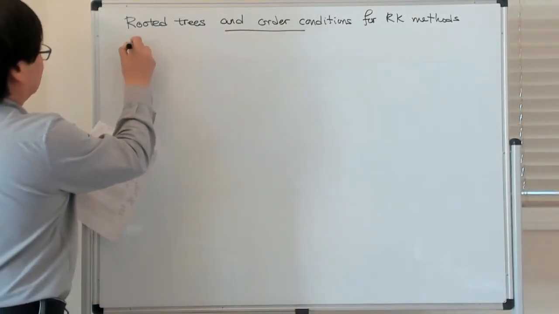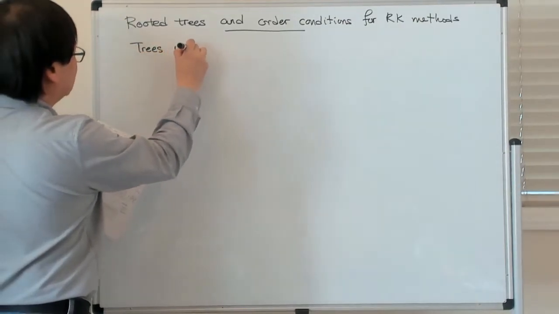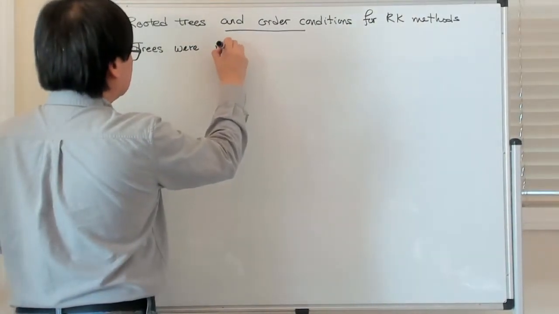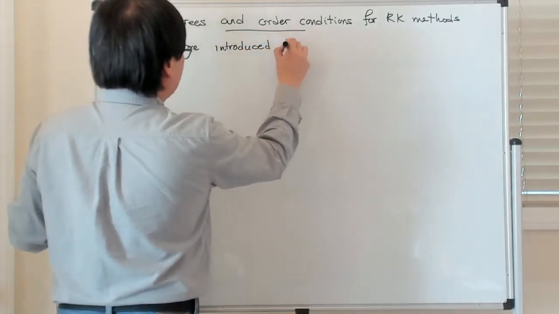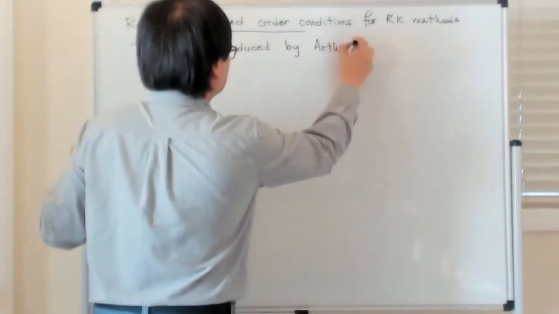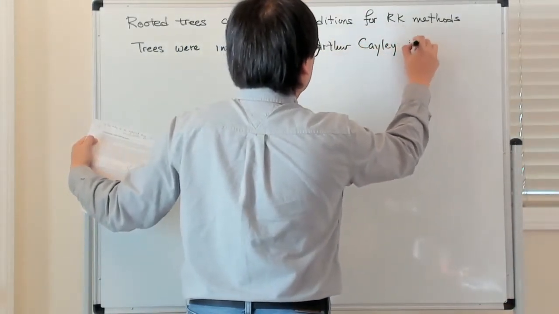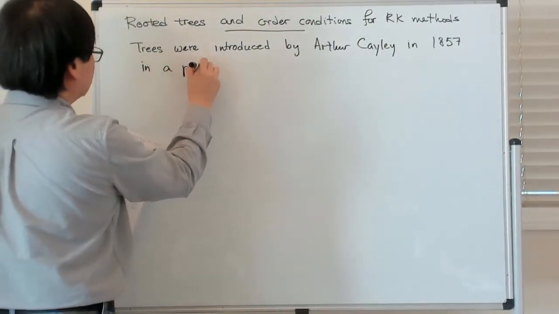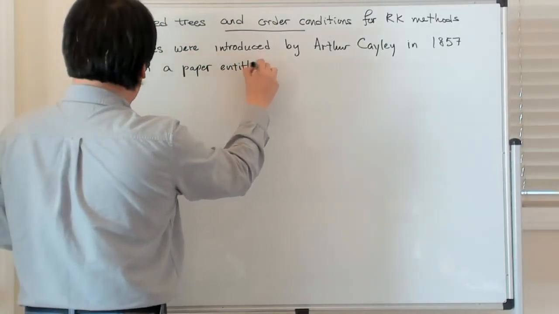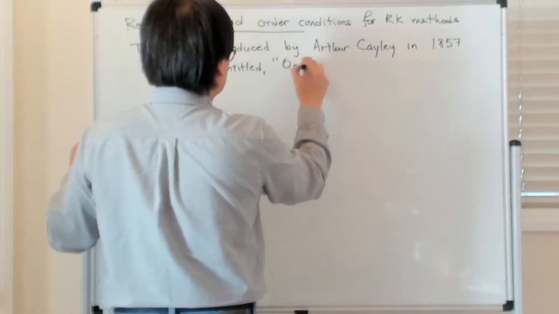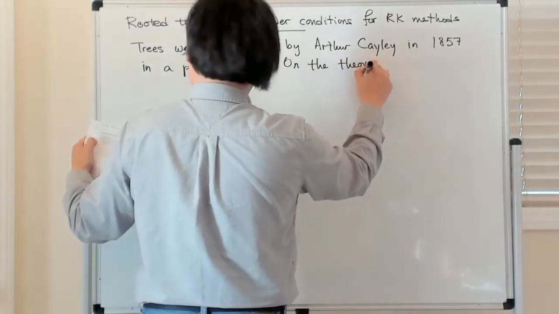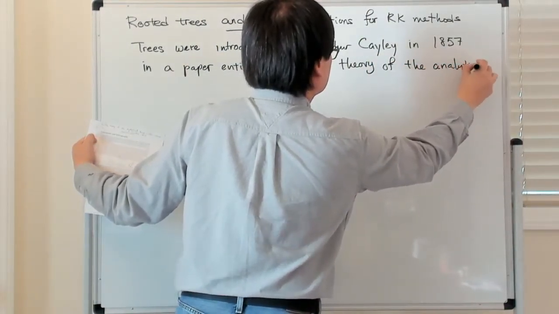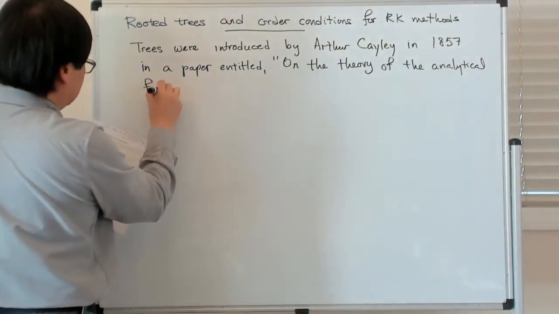Okay, and this idea of trees was introduced by Arthur Cayley in 1857, in this paper entitled "On the Theory of the Analytical Forms Called Trees."